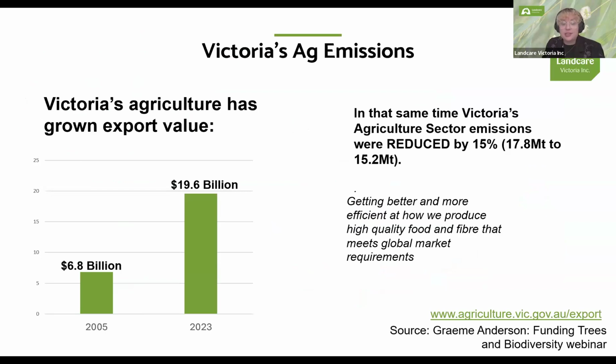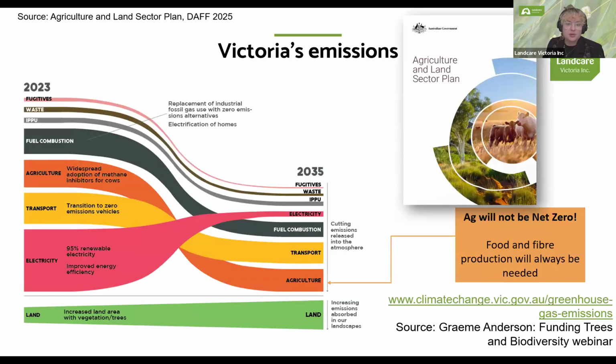Victoria's agricultural emissions have actually been reducing. At the same time, our production has been increasing. So I think that's a really important message here too. We're already seeing emission reduction through increasing efficiencies in Victorian agriculture.